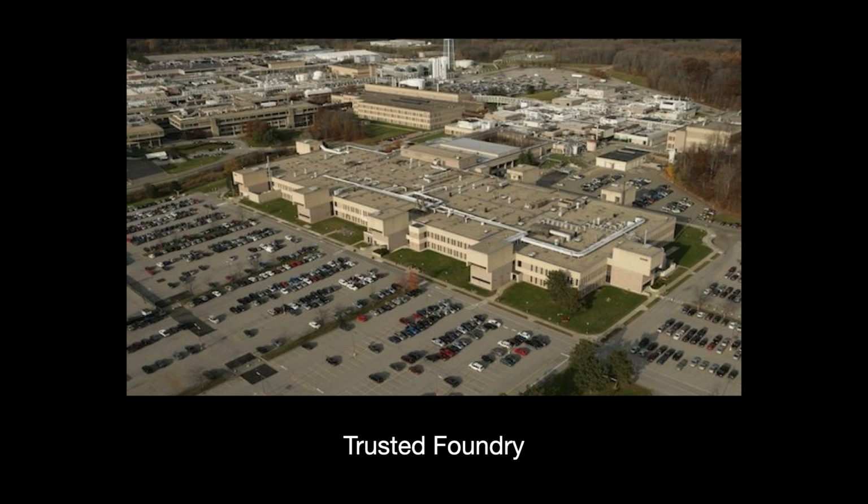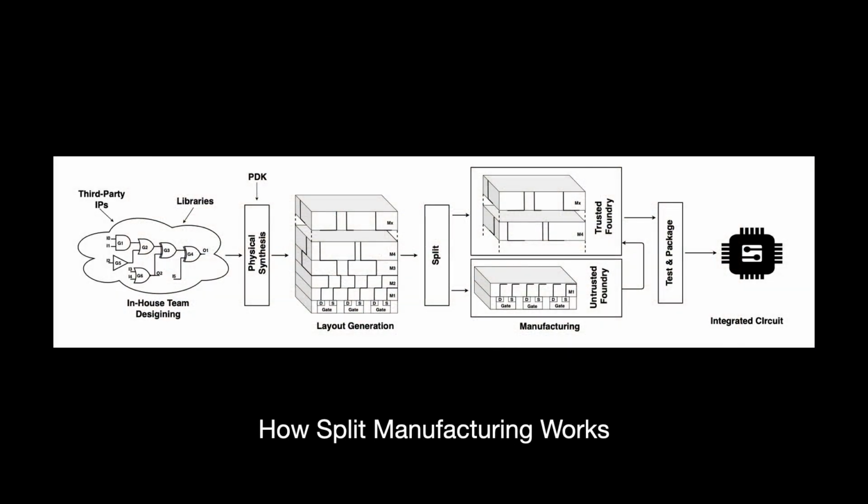Some foundries have done something called split manufacturing. This is an obfuscation technique where different untrusted foundries fab different parts of the chip. No single foundry has a whole view of the final product.